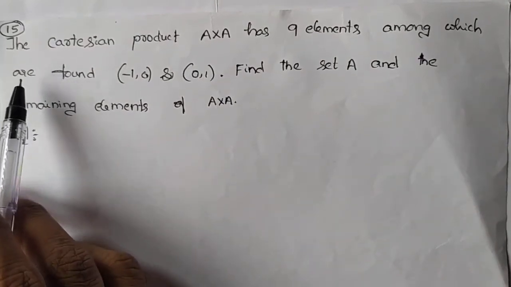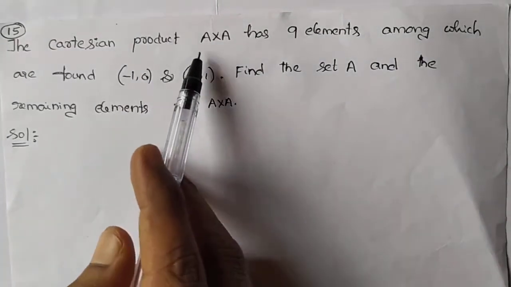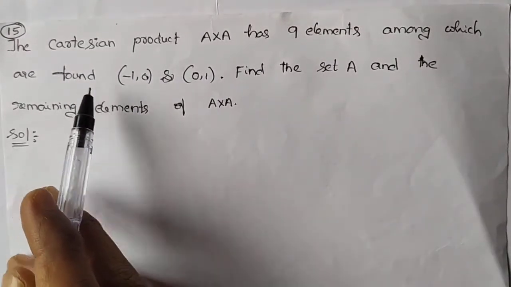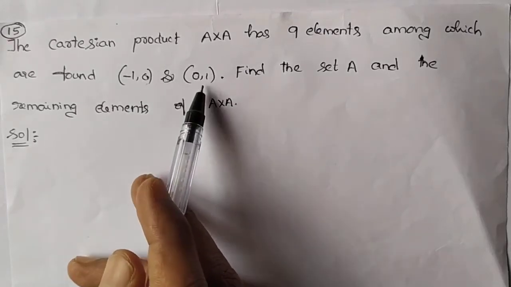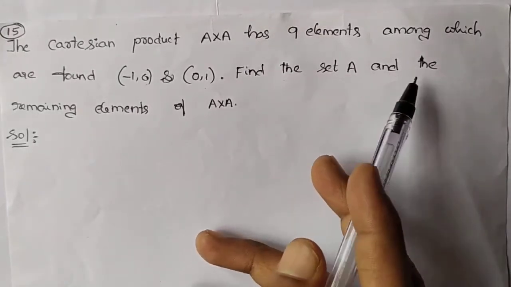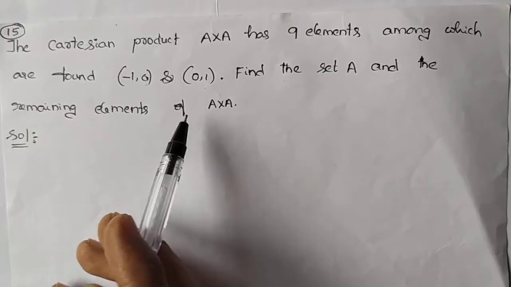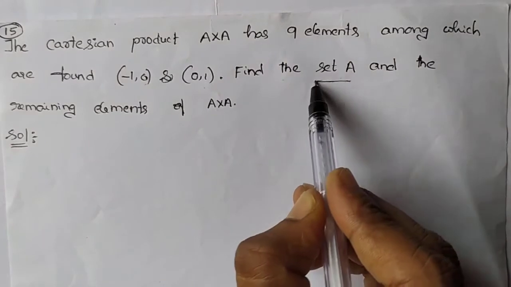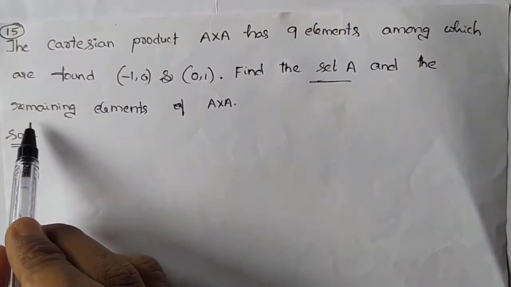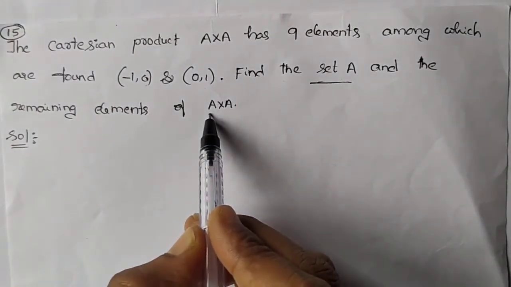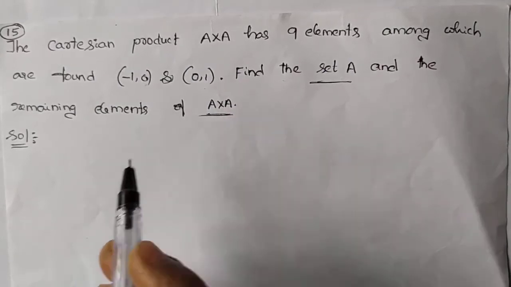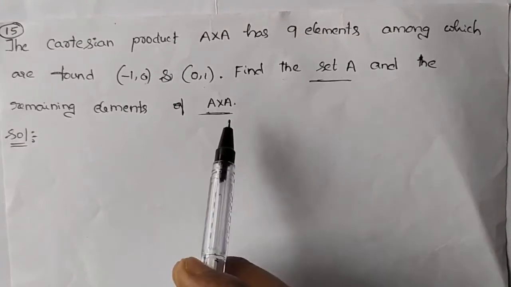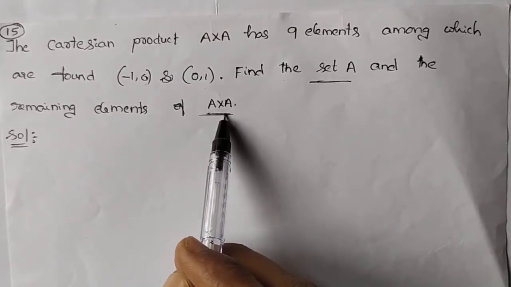Observe the question: the Cartesian product A cross A has 9 elements, among which are found (-1, 0) and (0, 1). Find the set A and the remaining elements of A cross A. Here we have to find the set A, and also the remaining elements of A cross A.